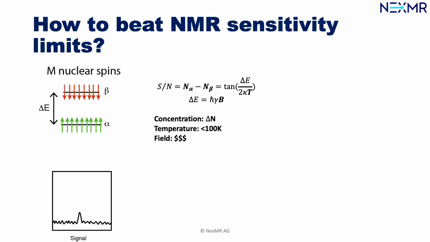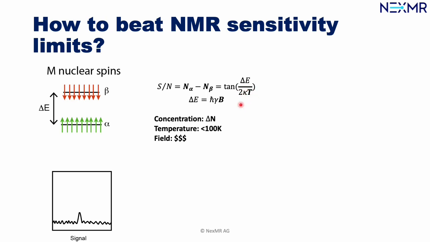So why do we want to do photo-CIDNP? The goal is to increase the sensitivity of NMR, which is pretty limited otherwise. As you know, sensitivity is the difference between alpha spins and beta spins, and this is proportional to the energy gap between these two spin populations, and inversely proportional to the thermal energy that you bring to your system.